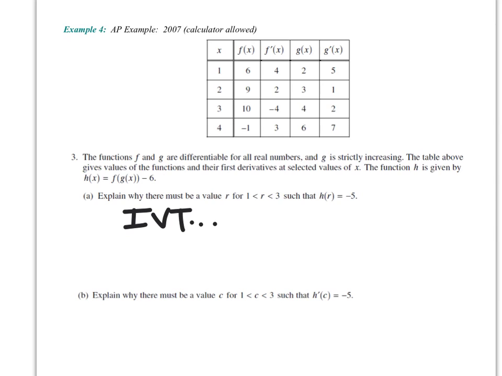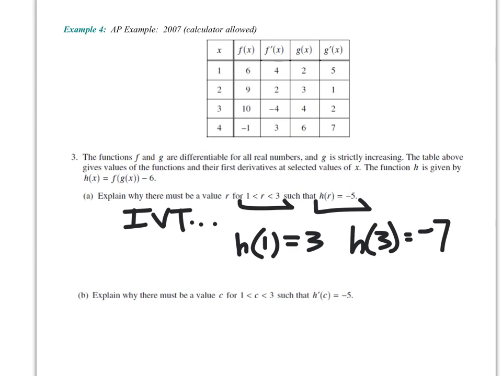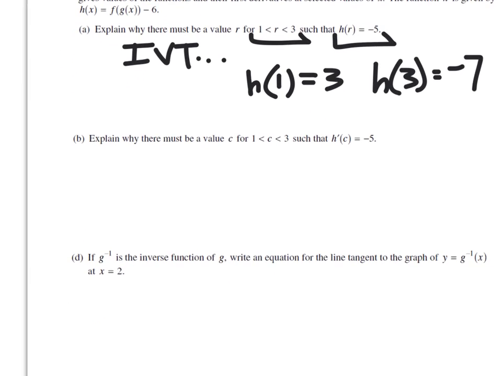Okay, on this problem here, we've done A and we've done D before. A uses the intermediate value theorem. When you're given an interval like this and asked for some output, that's intermediate value theorem for sure, like every time. The two things we do need to know from that problem, which we did a few days ago, is that h of 1 equals 3 and h of 3 equals negative 7. We're going to use that on the next part, on part B.